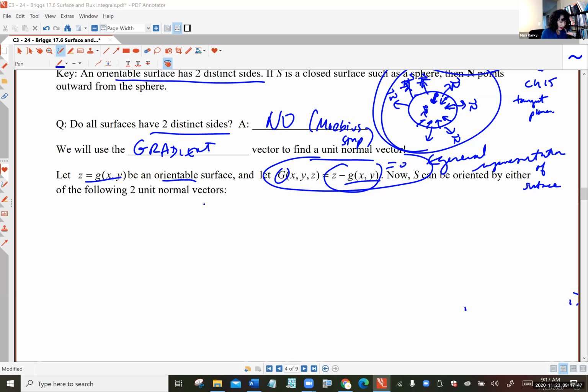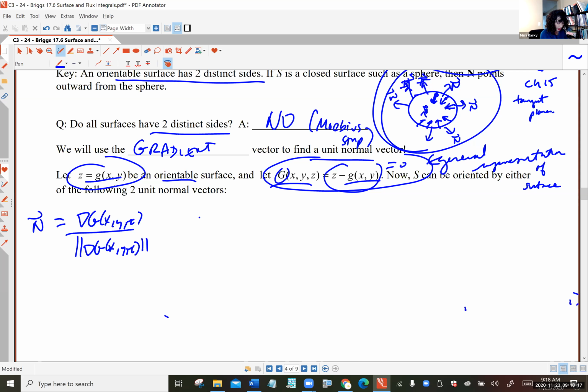Okay. So if you are given an orientable surface, little z, move all the stuff over to one side, 0 on the other, so that the z coefficient stays positive, and then rename the function of x, y, and z big G, and then get the gradient for big G and unitize it. So that's going to be your n. So your unit normal vector is going to be the gradient of big G, and you want to unitize it. So you guys all know how to unitize. You divide by the magnitude.